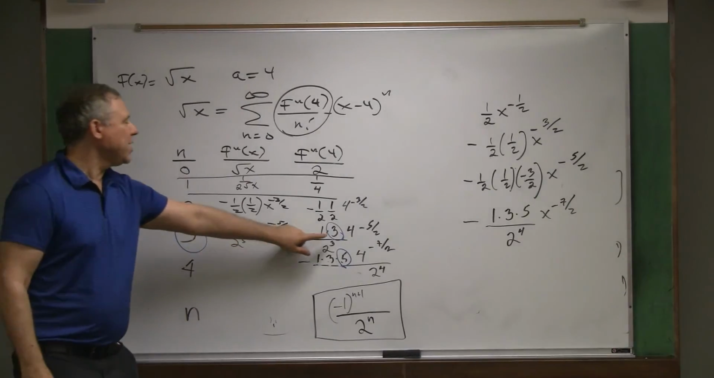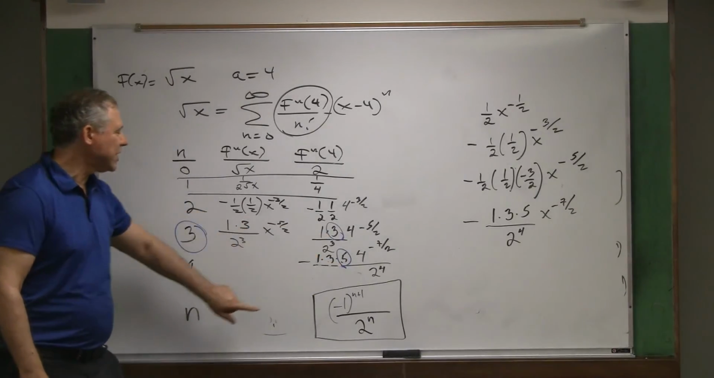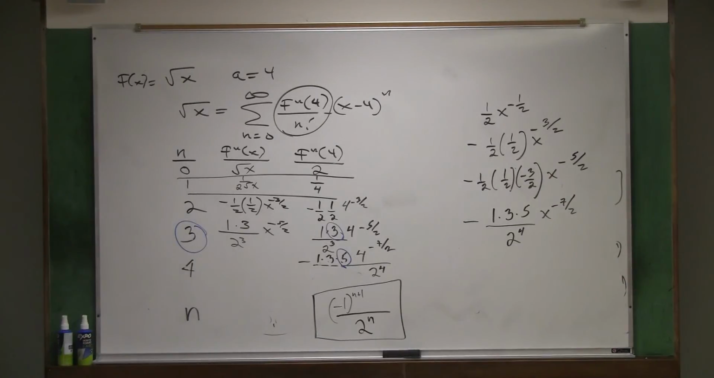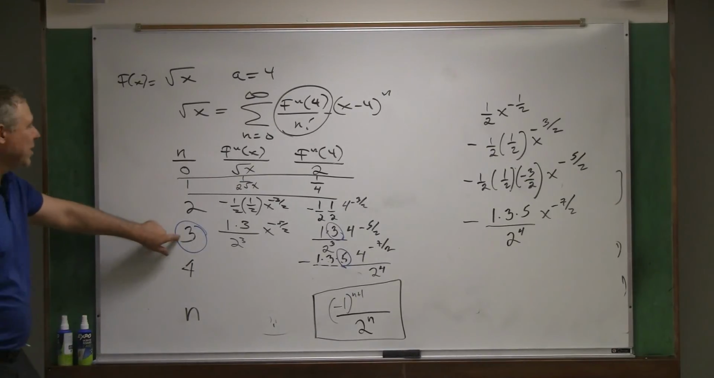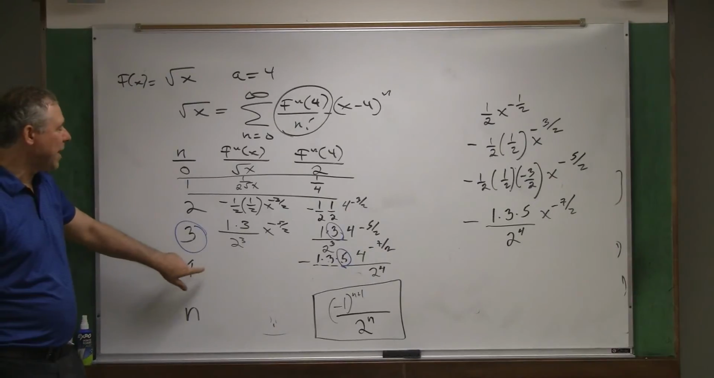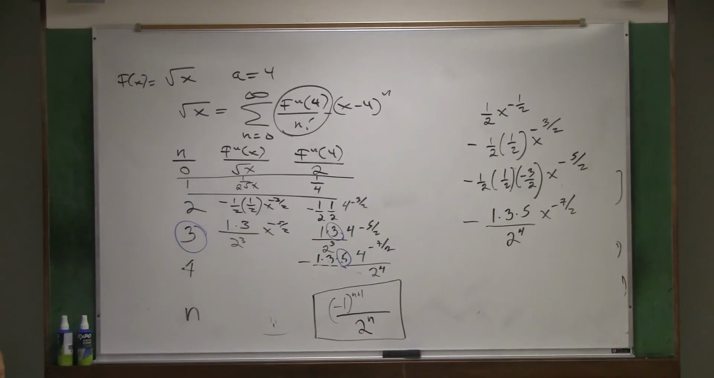If 3 goes with 3 and 4 goes with 5, what does n go with? Is it like 2 to the n? Not minus 1 to the n, but 2n minus 2, wait, what is it? 2n minus 2 plus 1. 2n minus 1. 2n minus 3. 2 times 3 minus 3 is 3. 2 times 4 minus 3 is 5. We're stopping at 2n minus 3.